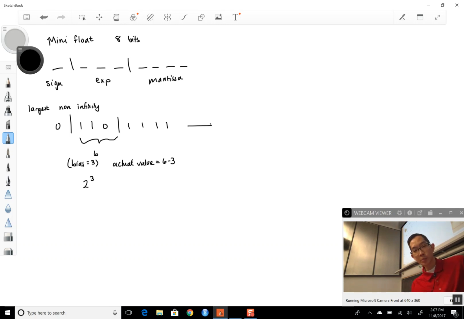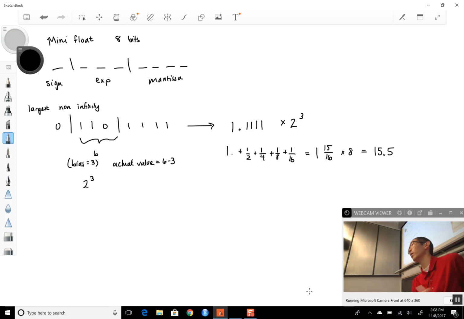Meanwhile, the mantissa part will correspond to 1.1111 times 2 to the 3rd. And so this is going to be 1 plus a half plus a quarter plus an eighth plus a 16th, and that becomes 1 and 15/16 times 8, to become 15.5. This is the largest value we can represent with our mini float before infinity.